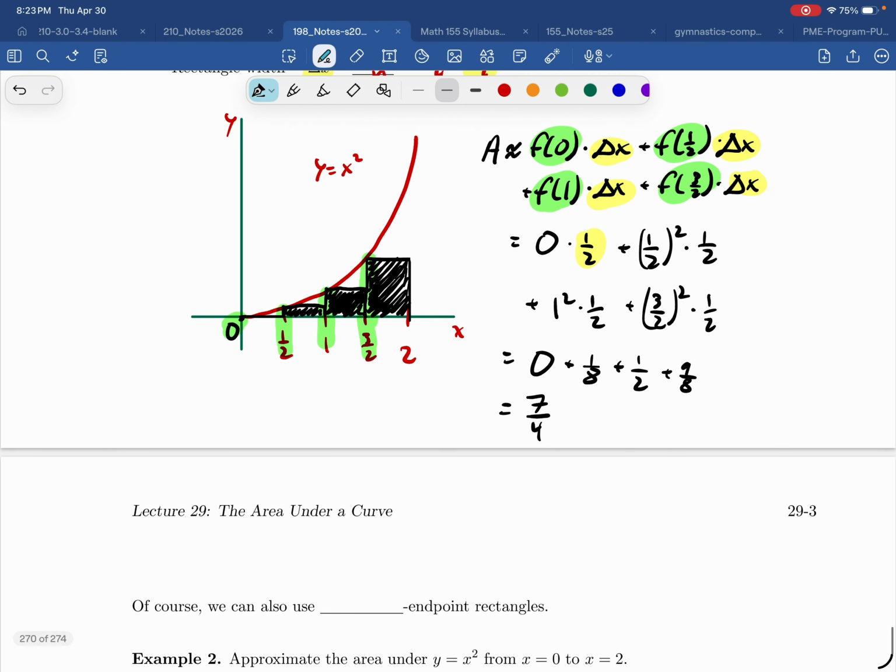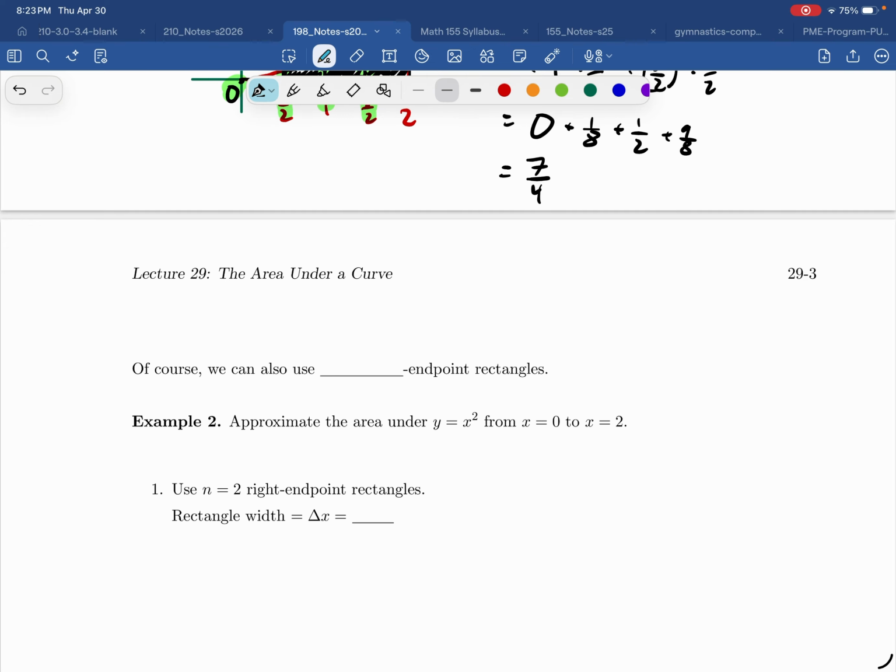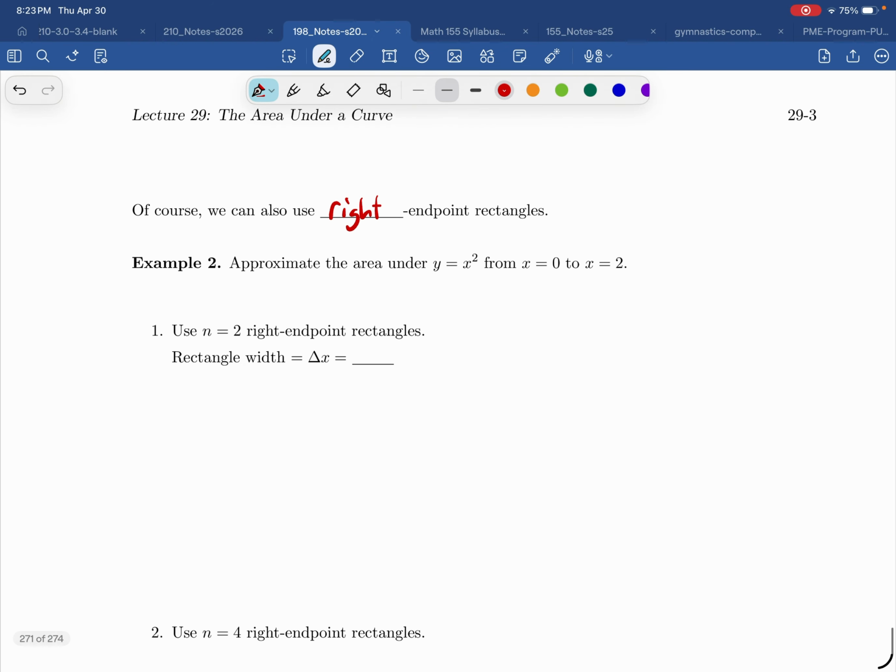Now, of course, we could also do right endpoint rectangles. And it's the same exact thing, except we're now doing things from the right-hand side.